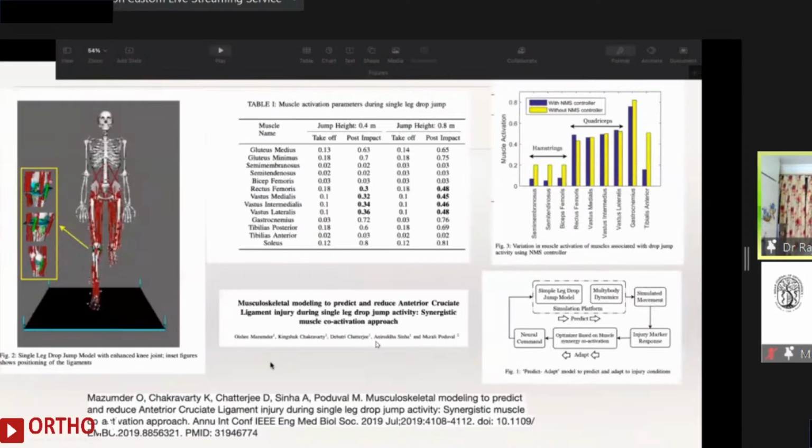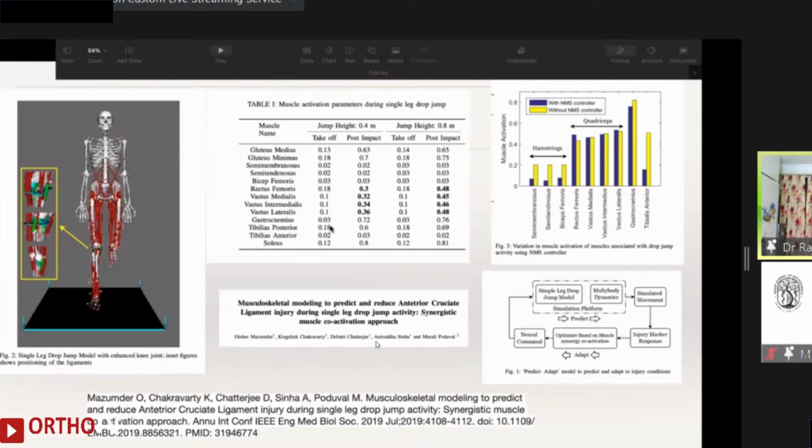Another paper from where I am picking up a variety of illustrations to help you understand how to use your visual elements. On the left is a schematic. This is a paper on simulation of a single leg drop jump activity and using a neuromuscular controller to predict the muscle co-activation. So on the left, you are finding a schematic which shows an OpenSim model on which a single leg drop jump activity is being simulated. And if you look at it, there is an inset which shows the specific positioning of the ligaments and muscles, because that is not very clear in the whole body figure. So this schematic is a good ready reference to the main text.